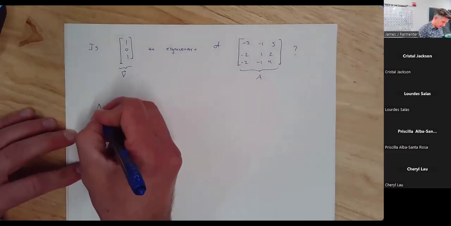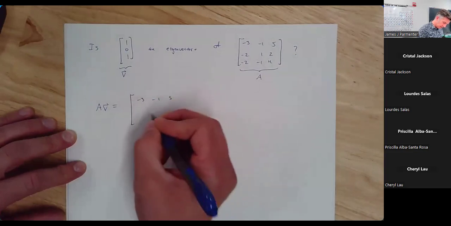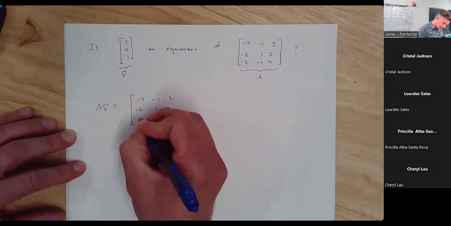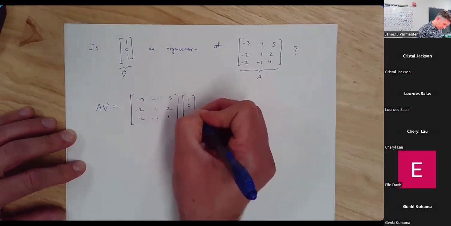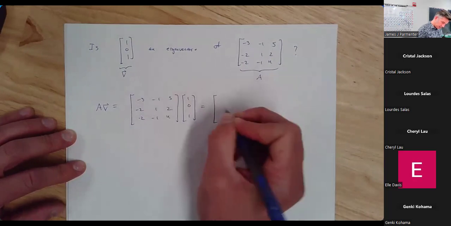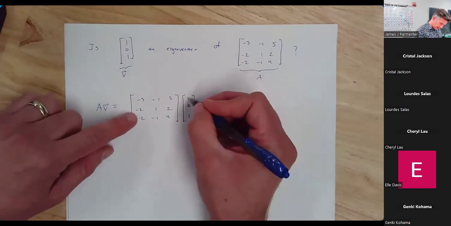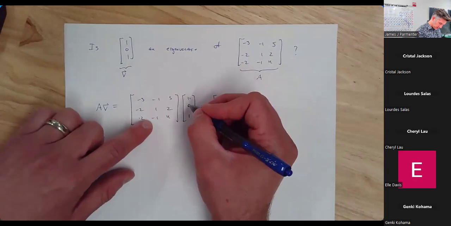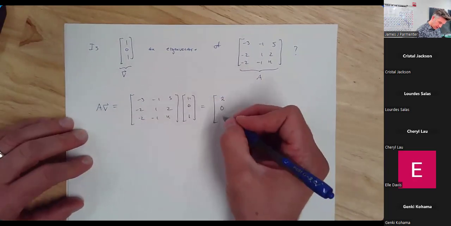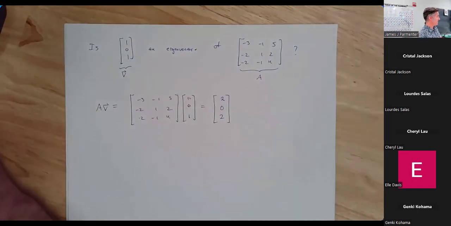So let's see, if I get A times V, it's going to be negative 3, negative 1, 5, negative 2, 1, 2, negative 2, negative 1, 4, times 1, 0, 1. So I'm going to get, let's see here, negative 3 plus 0 plus 5 is 2. Negative 2 plus 0 plus 2 is 0. And negative 2 plus 0 plus 4 is 2. And that's really kind of funny because I just guessed that one. I didn't actually mean for that to come out to be an eigenvector, but it is.